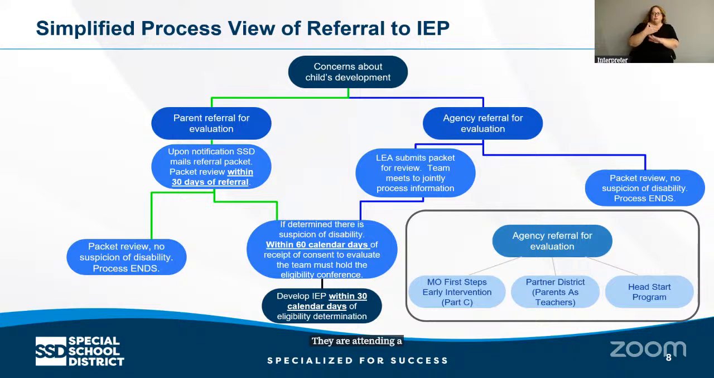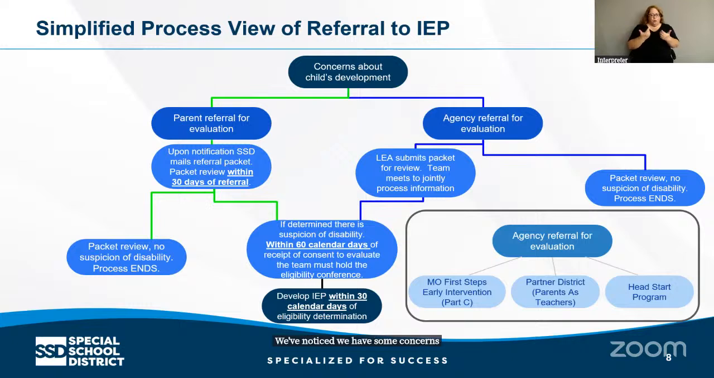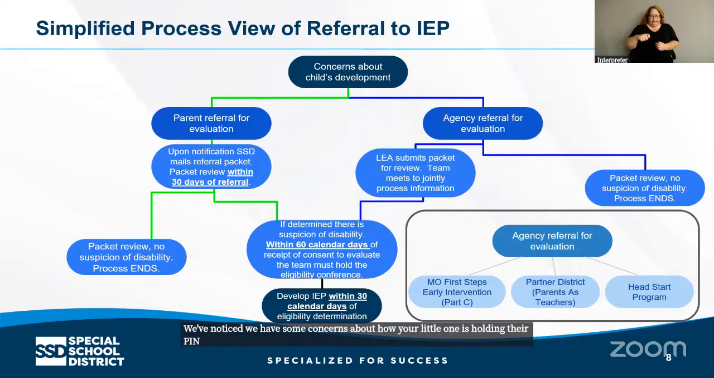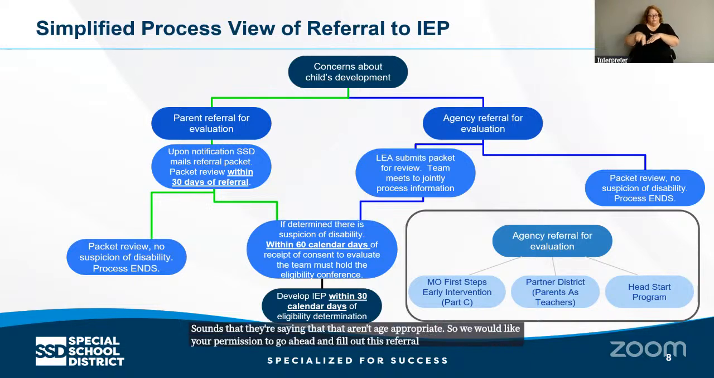So someone is attending at Parkway Early Childhood Center, and Parkway says, we've noticed we have some concerns about how your little one is holding their pen, or we think that there seems to be some sounds that they're saying that aren't age appropriate. So we would like your permission to go ahead and fill out this referral packet, and then they'll sit down with the parents, and together they'll fill out that referral packet, and then they have a process to get that to us.